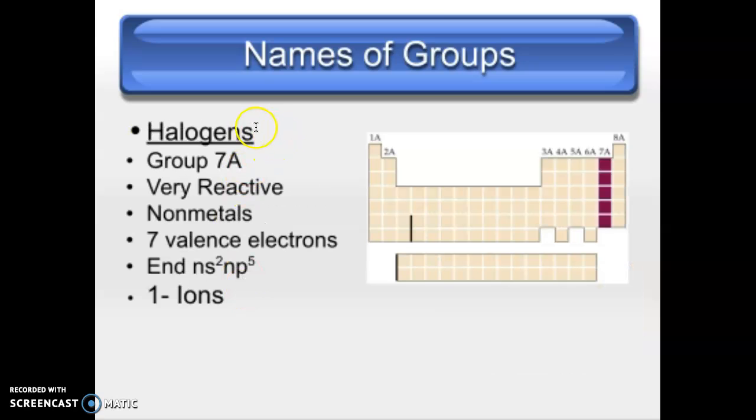The next one is halogens. So with halogens, now we go over to the right side of the periodic table. It's the second column from the right. It's called group 7A on your periodic table. And these are very reactive nonmetals. They're the most reactive nonmetals. They have 7 valence electrons, so their electron configurations are going to end in s2p5, and they tend to form negative 1 ions when they become stable.